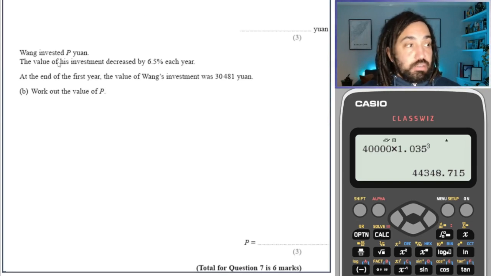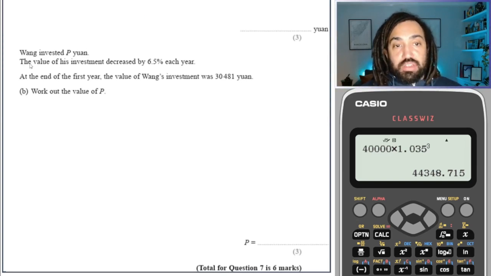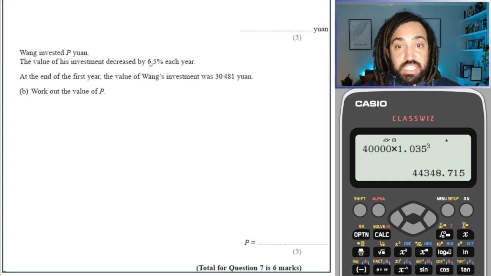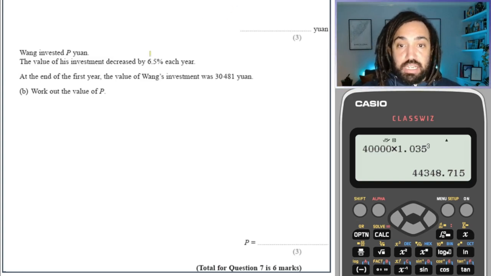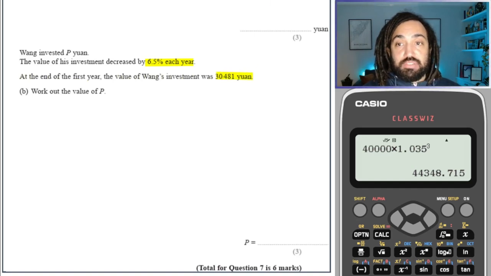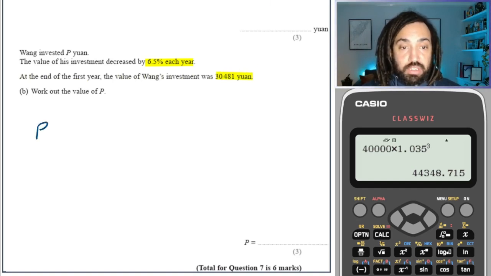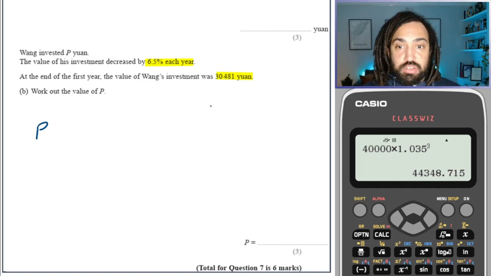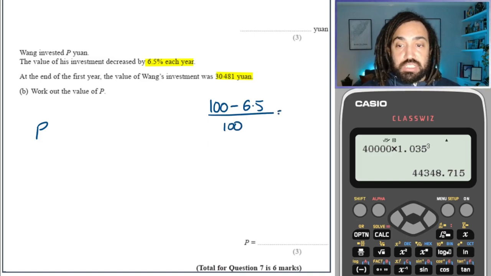Wang invests P. The value of his investment decreased by 6.5% each year. At the end of the first year, the value of investment was this. Work out the value of P. Okay, so first off, the decrease multiplier: we're taking away 6.5% from 100, which is going to give us 0.935.